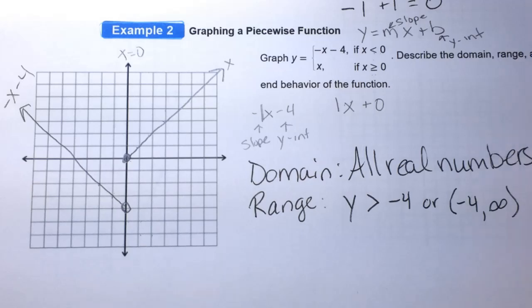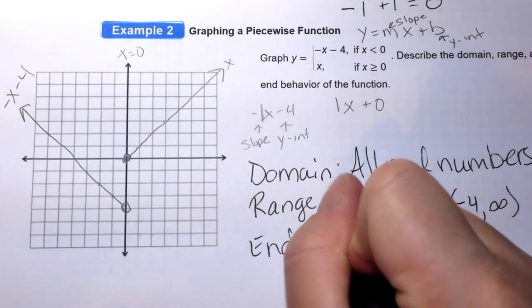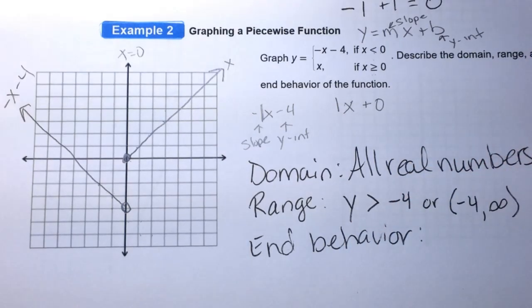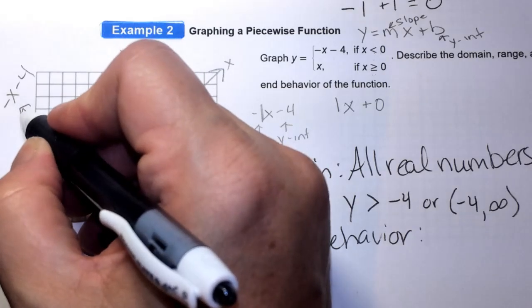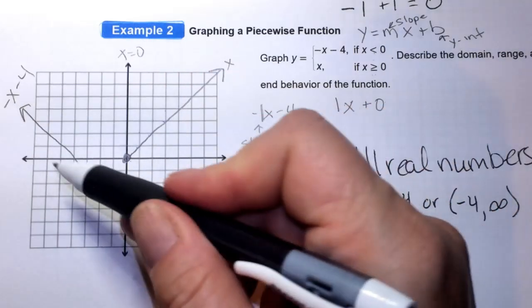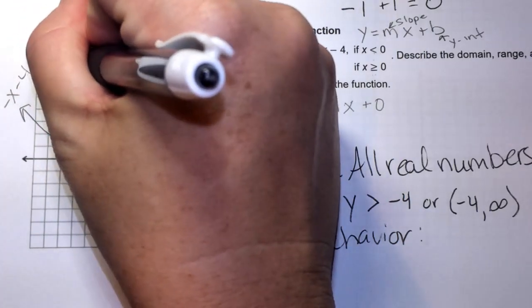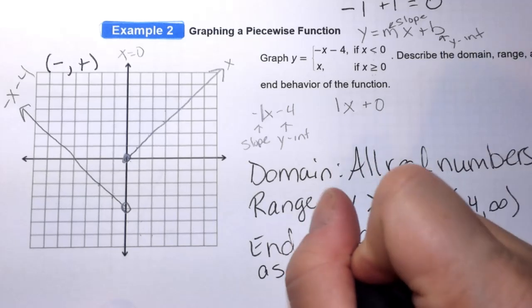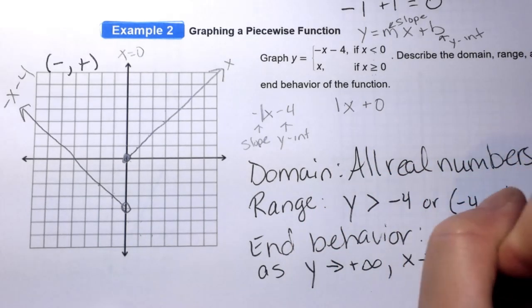All right, so now we've got to do end behavior. So what is the end behavior? All right, so we're looking at where is this end going, right? Where is this end going? So this is in quadrant 2, where our x values are negative, our y values are positive. So as y approaches positive infinity, x approaches negative infinity.